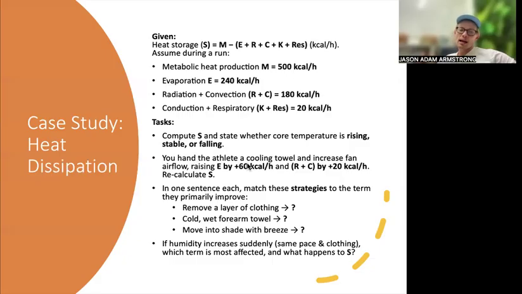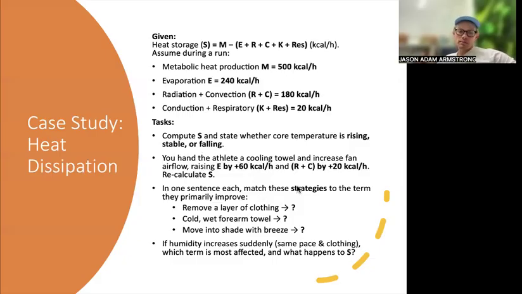Then you hand this athlete a cooling towel and increase fan airflow, raising E by plus 60 and R plus C by plus 20. Now recalculate, and are we rising in temperature, stable, or falling? Okay, so right, this was an intervention. And how was the intervention? How effective was the intervention?